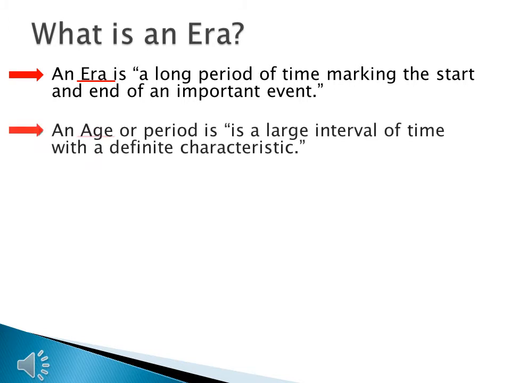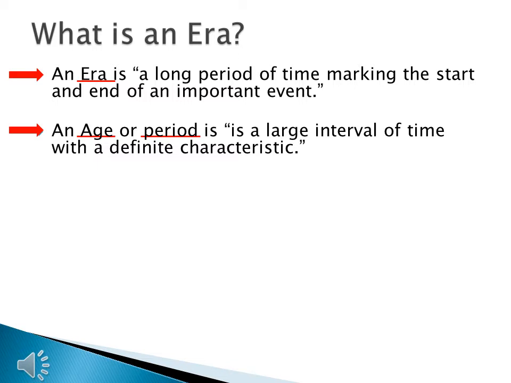The other thing we have is an age, or a period. This is a large interval of time with a definite characteristic. All of the stuff happening during this age looks somewhat similar. These are pretty weighty ideas, so let's look at the timeline I've put on the bottom of the slide to understand this a little bit better.